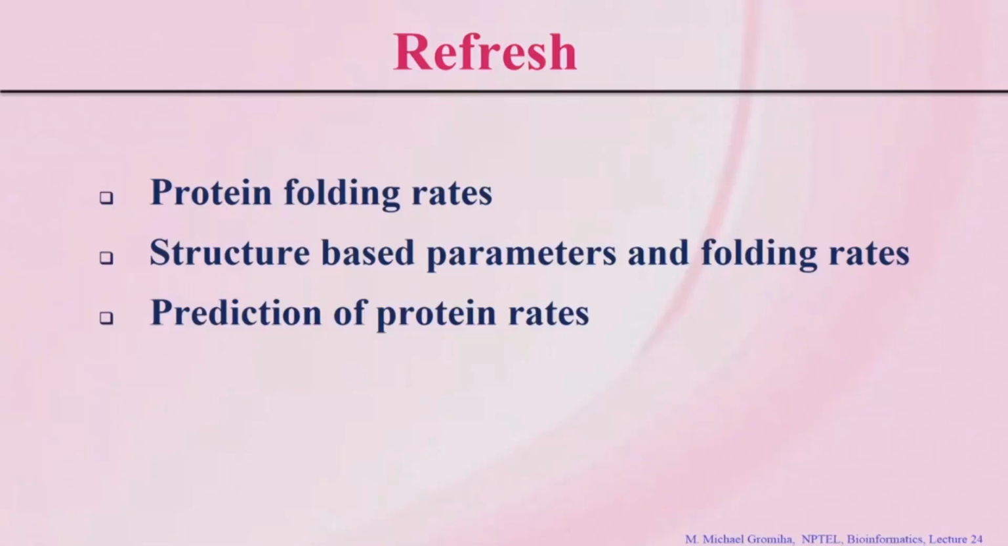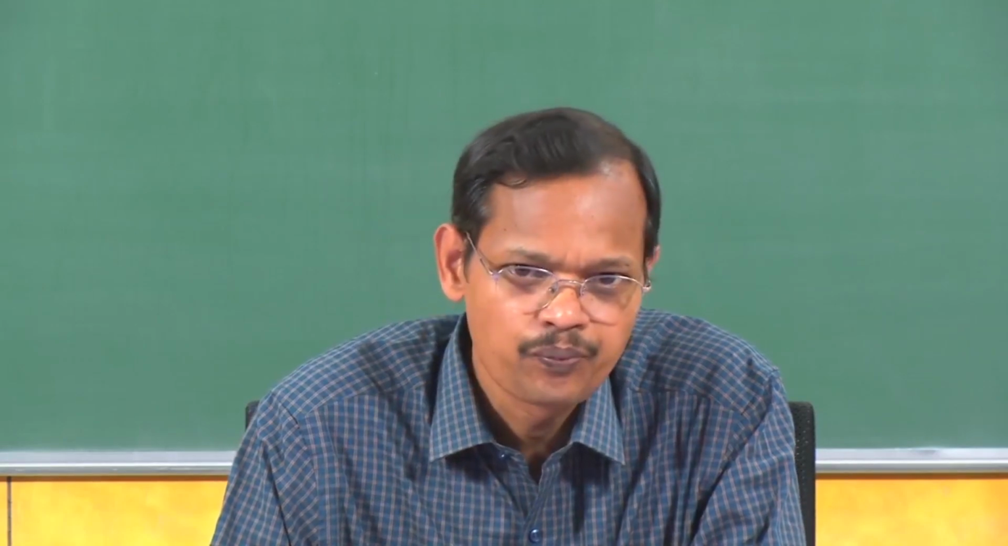In the last class, what did we discuss? We mainly focused on protein folding rates. What are protein folding rates? It is a measure to see whether a protein takes less time or more time to fold from its amino acid sequence to a 3-dimensional structure. It spans 8 orders of magnitude, from milliseconds to an hour.